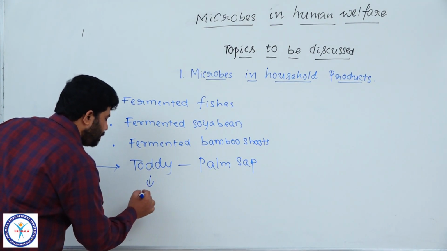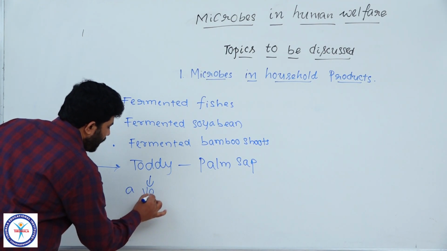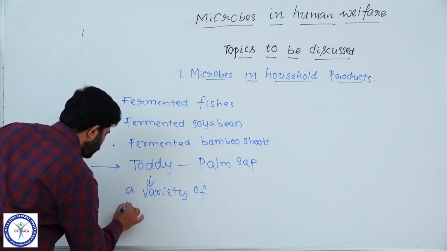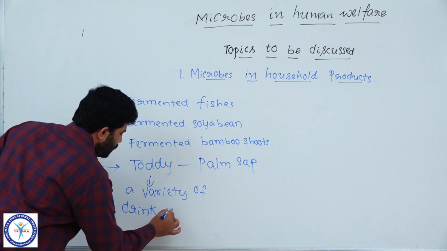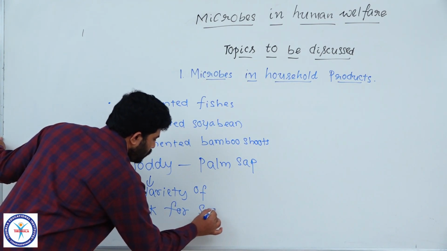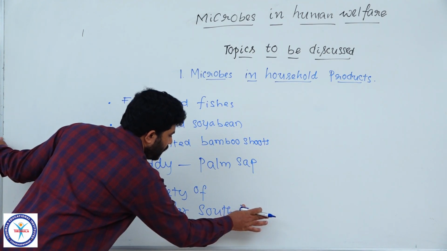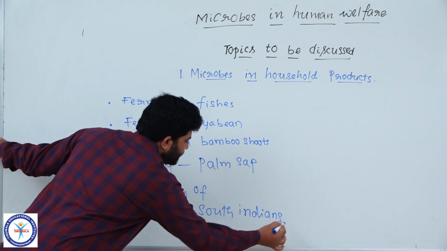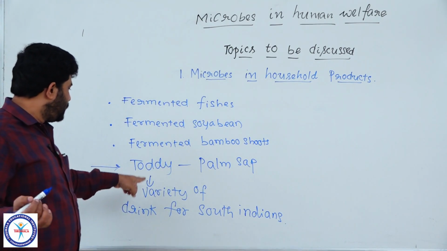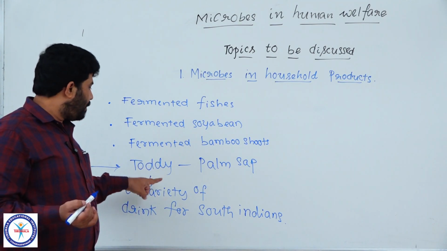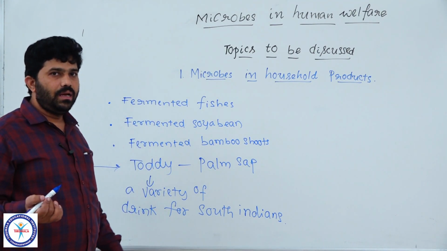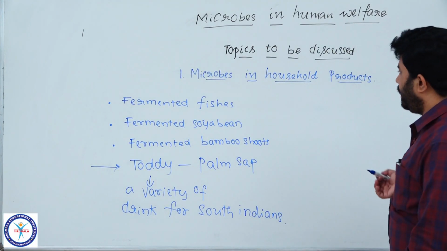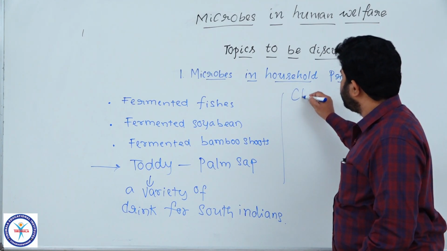This is a very important drink for South Indian people. In South India, majority of the cases they use this drink. That is toddy drink. To ferment the toddy drink, we are using microorganisms. Understood? And next, we are also using these particular microbes in the production of varieties of cheese.